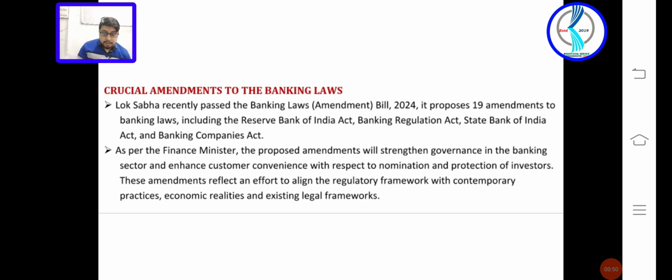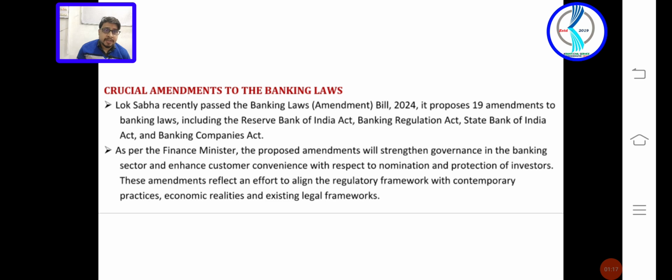Number one, first I would like to talk about the minor changes. We know we have the RBI Act 1934. It will bring some minor changes in the RBI Act 1934. It will bring some minor changes in the SBI Act 1955 also. It will bring some minor changes in the 1970 Banking Nationalization Act also, and in the Nationalization Act of 1980 also.